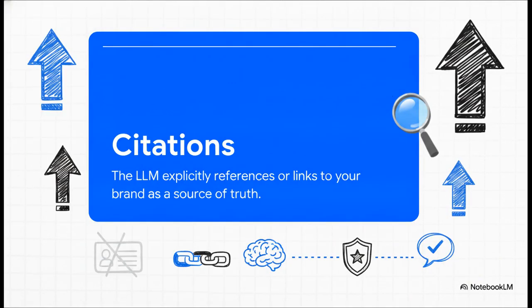But then we level up to citations. This is a much higher value metric, where the LLM explicitly references or links to your brand as a source of truth for its answer. Contrast this directly with a simple mention. A mention just means you exist, right? But a citation, that means you are an authority. The AI isn't just casually dropping your name in a list, it's effectively telling the user, hey, I know this fact to be true because I learned it from this specific brand. Citations carry an immense amount of trust and authority within the AI's output, making tracking them incredibly valuable.